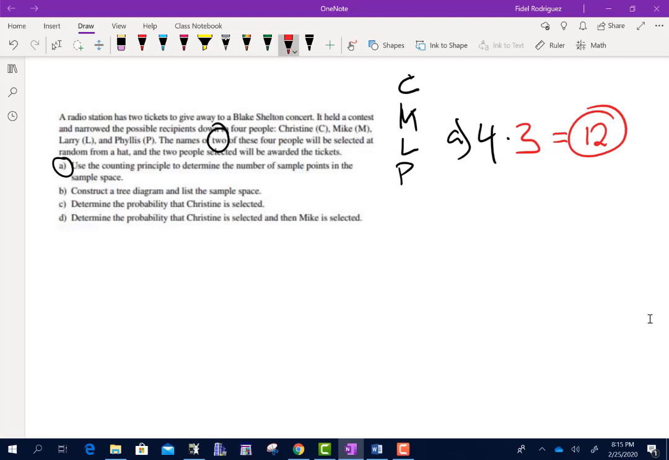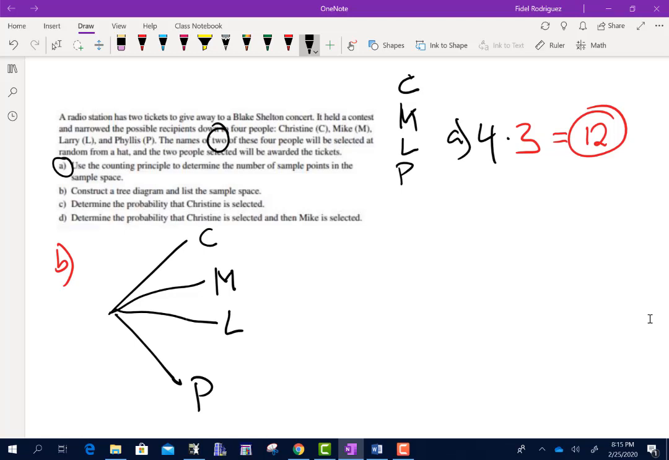Now, part B says draw a tree diagram. So our tree diagram is going to look something like this. The first time we choose, we can choose either Christine, Mike, Larry, or Phyllis. Now, I want you to think about something. Suppose we have already chosen Christine. Then the second time, we can only choose from Mike, Larry, or Phyllis.